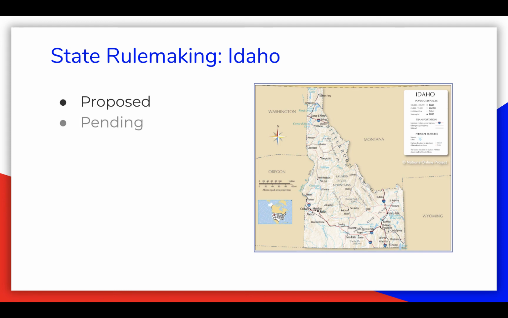Then it shifts over into being pending, where it's been adopted and approved by the agency, but it needs to get approval from the legislature before it becomes final and effective. After it has the approval of the legislature, it will become effective upon the conclusion of that legislative session, and it will be codified in the Idaho Administrative Code.